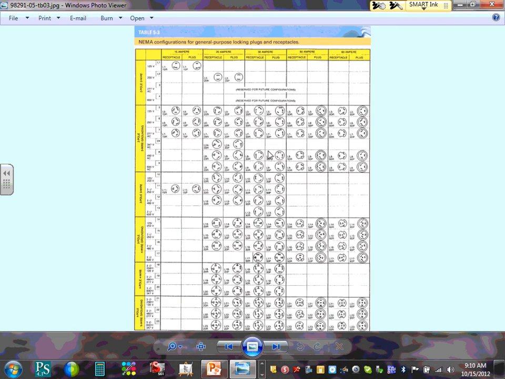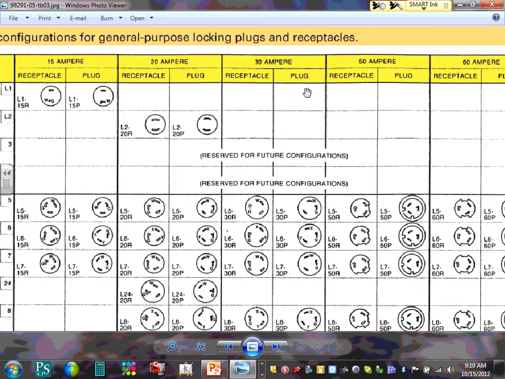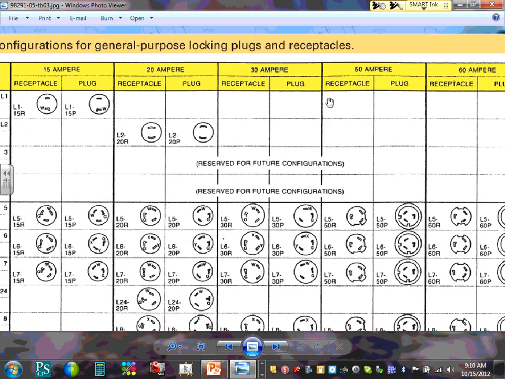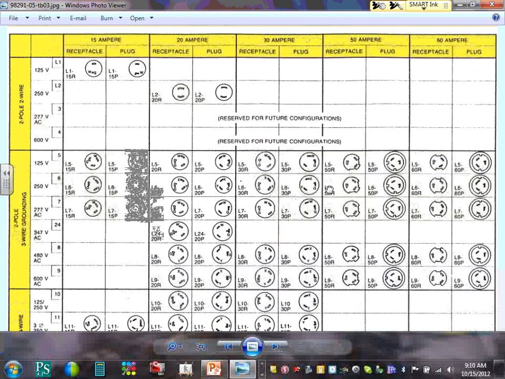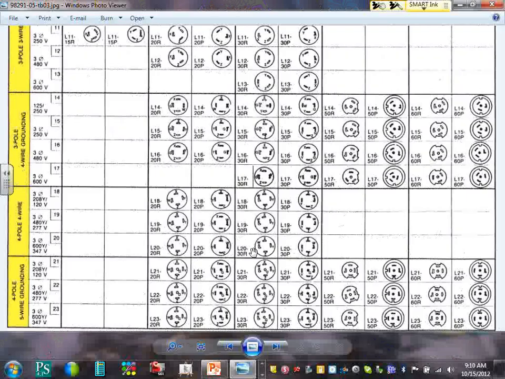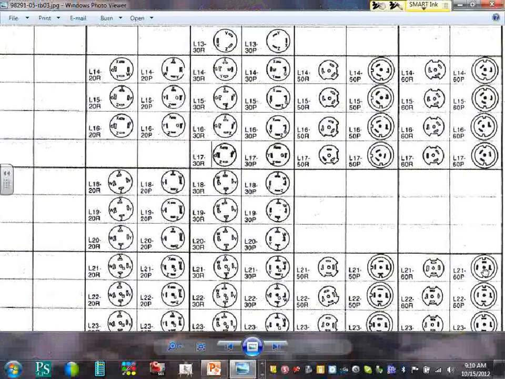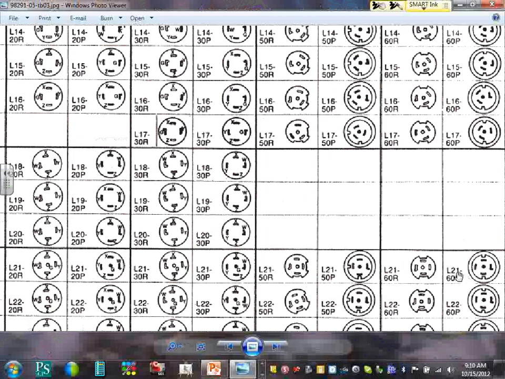Okay, let me go to the locking. These are my favorite, the locking ones, 60 amp. Look at that. I need a 60 amp receptacle, and I need this receptacle to be 4-pole 480. I don't have it. How about 4-pole 5-wire grounding? Here's my receptacle. Can you guys see that?